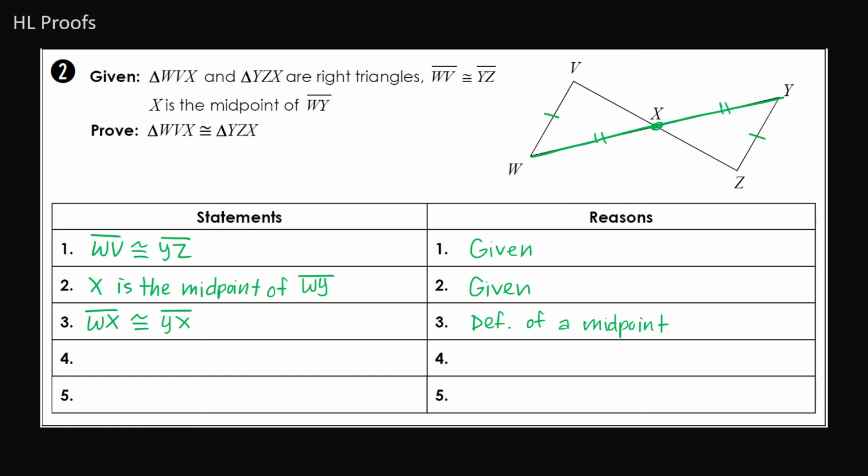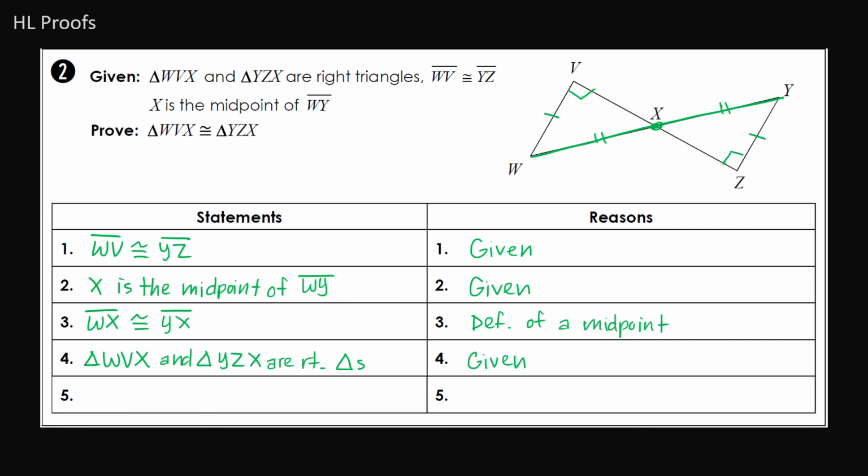And we also know that triangle WVX and triangle YZX are right triangles. I'm abbreviating a little bit here. That's given information. And since they are right triangles, I'm going to have to assume the only non-acute angles in these triangles are angle V and angle Z.